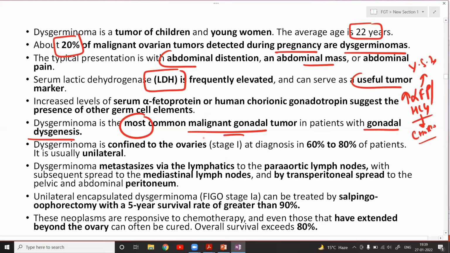Now, dysgerminoma confined to the ovaries is stage 1. At diagnosis, they are confined to the ovary in 60 to 80% of the patients, and they are unilateral. They metastasize via the lymphatics into the para-aortic lymph nodes, with subsequent spread to the mediastinal lymph nodes, and by the transperitoneal route they might involve the peritoneum as well. The 5-year survival rate for stage 1 dysgerminoma is greater than 90%, and for those that have extended beyond the ovary, the overall survival is around 80%.